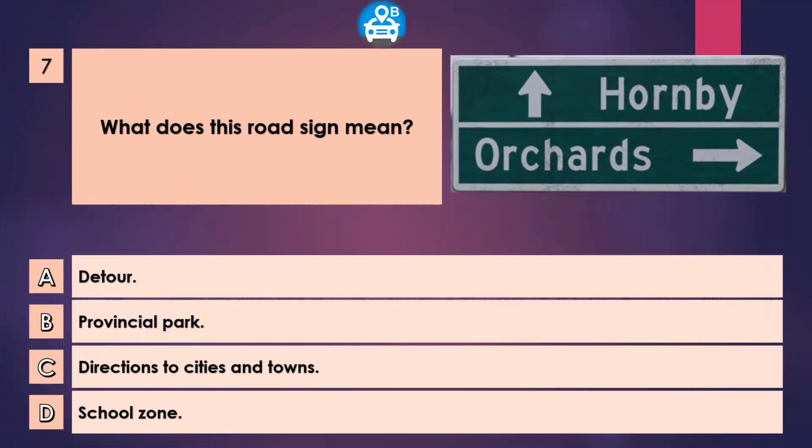What does this road sign mean? A. Detour. B. Provincial park. C. Directions to cities and towns. D. School zone.